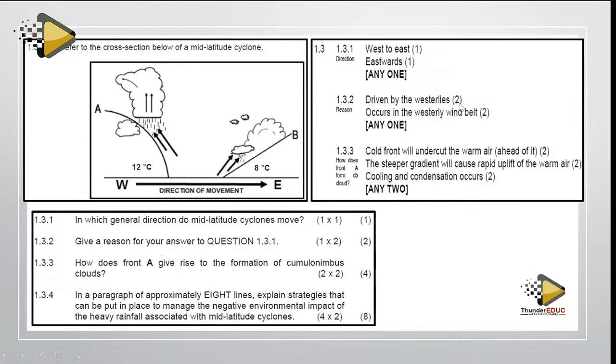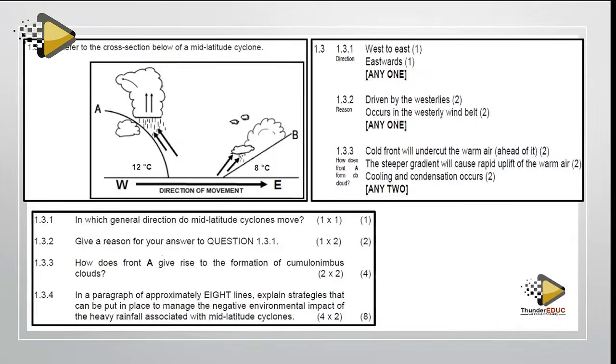Now, let's look at the typical examination question. This was the question that came from last year's December question paper. It said, in which general direction do mid-latitude cyclones move? You must be able to state that. And then sometimes the examiner will ask you to draw and label. Every time you are requested to draw and label, make sure that your diagram has a heading.